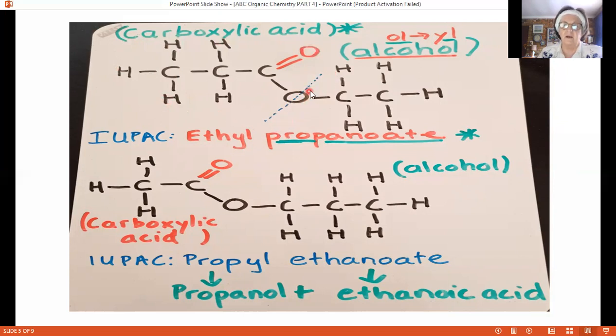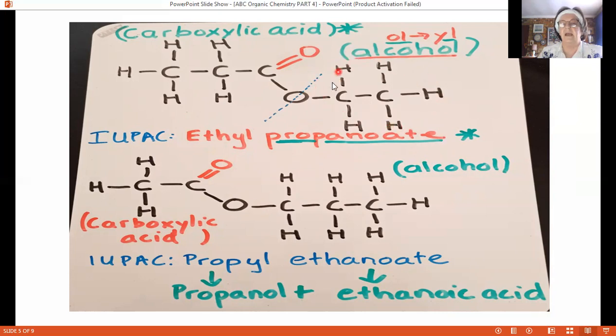Now I've written the O here because it's in the equation to show that is where the water is formed. This part with the oxygen here is part of the alcohol. This alcohol structure also only has 2 carbons, so it's eth. And we remember the ol becomes yl. So it's ethyl propanoate.